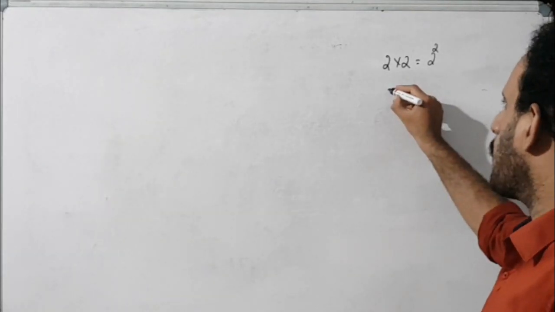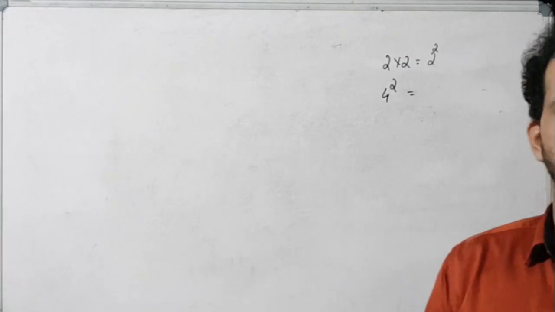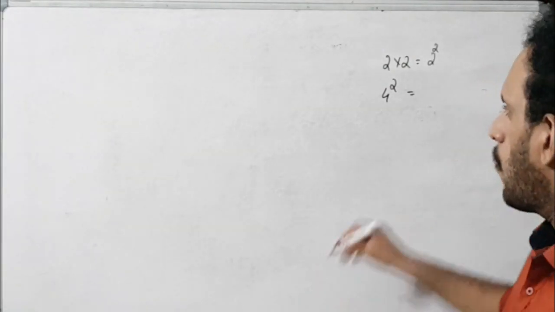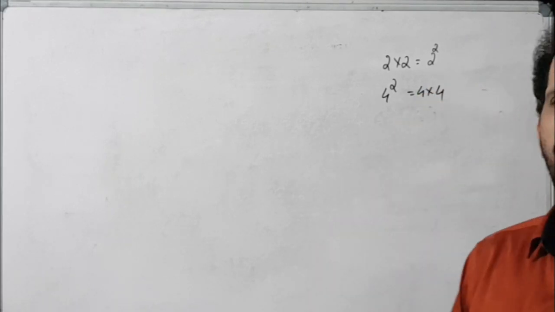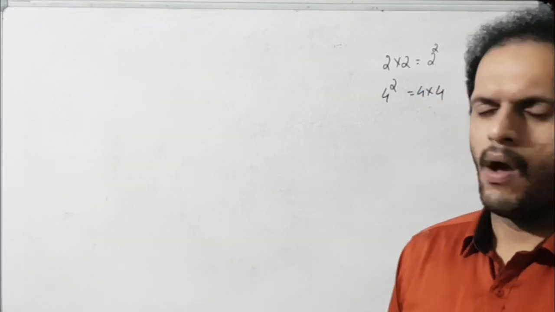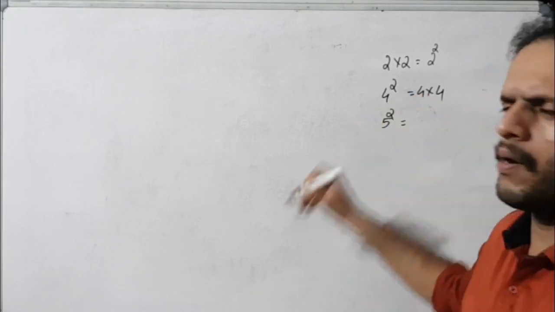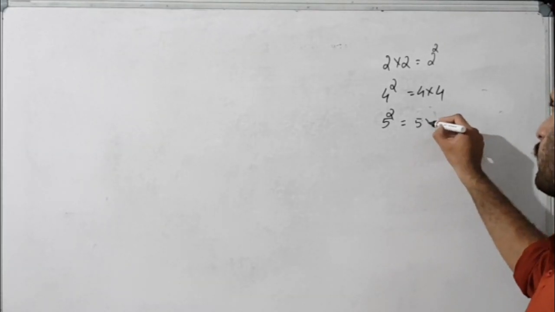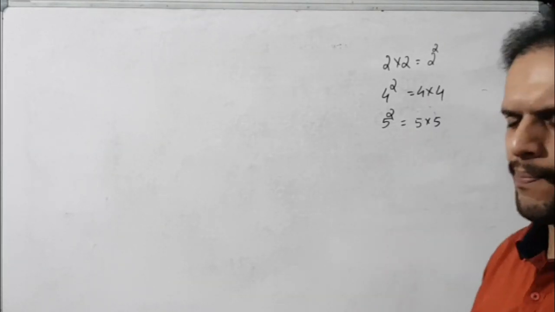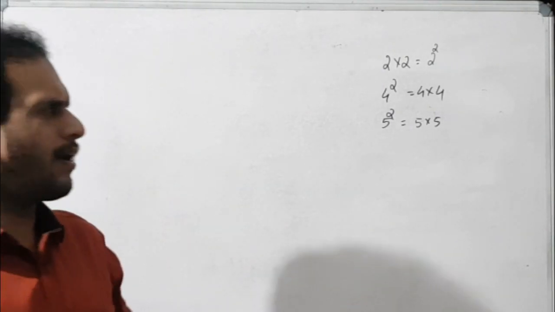Then, what is the meaning of 4 square? 4 square means 4 into 4. Correct? What is the meaning of 5 square? 5 square means 5 into 5. Okay? I think you got that one, am I right?